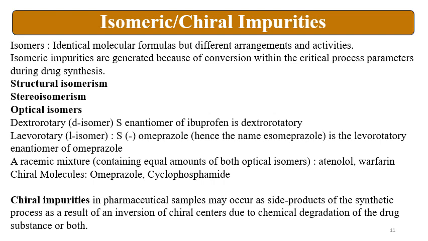So these chiral impurities in pharmaceutical samples may occur as a side product of the synthesis process, as a result of the inversion of chiral centers, due to chemical degradation of the drug substance, or both. So these chiral impurities may come from the process, or sometimes these may get formed as degradant impurities. So based on the process or degradant type of impurities, the specifications are required to be given.